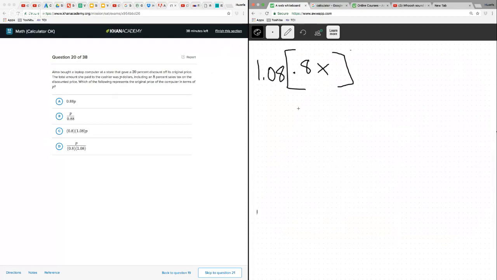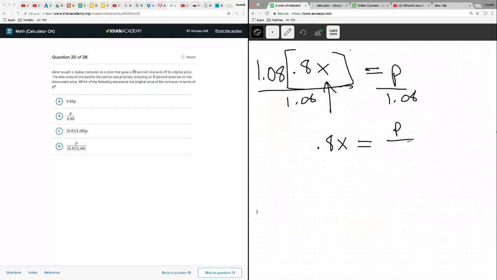Which of the following represents, and this is what she spent, the original price, which is X? All we gotta do is isolate X, so let's do it. 0.8X equals, I'm gonna divide both sides by 1.08, so P over 1.08, and then divide by, oh, we have to divide by 0.8 as well, whoops. Should have done that in one step.